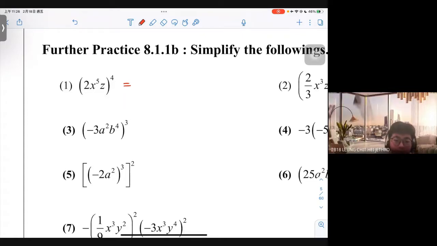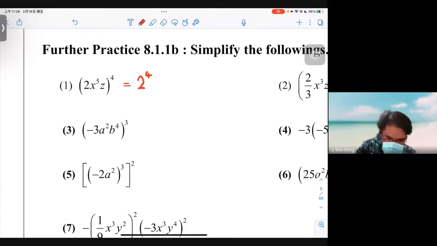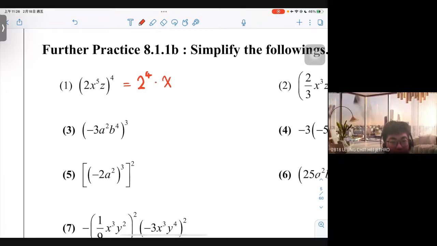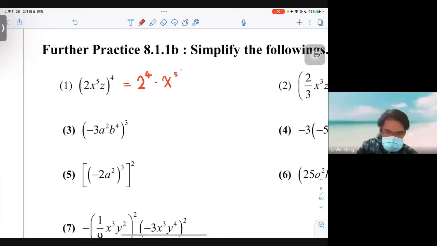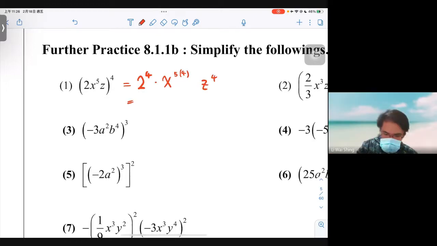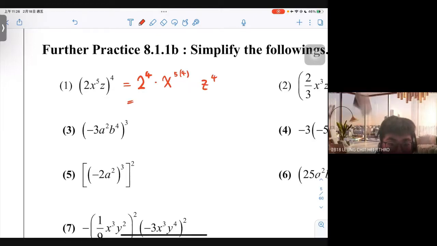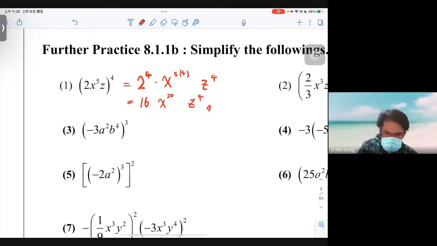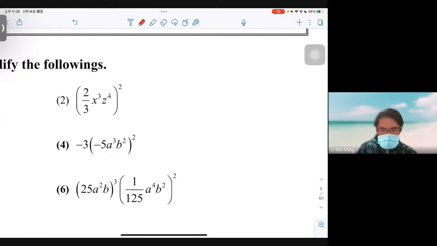Two to the power 4. Yes. X to the power 5 times 4. Times 4. And Z to the power 4. Yes, so the answer is 16 x to the power 20, z to the power 4. Very good. Next one. Okay, so number 19, Wing Tong.